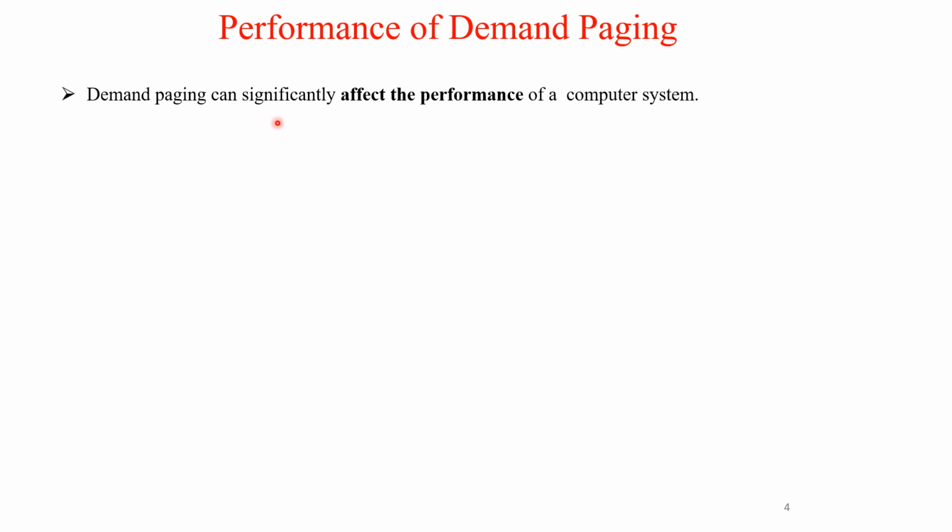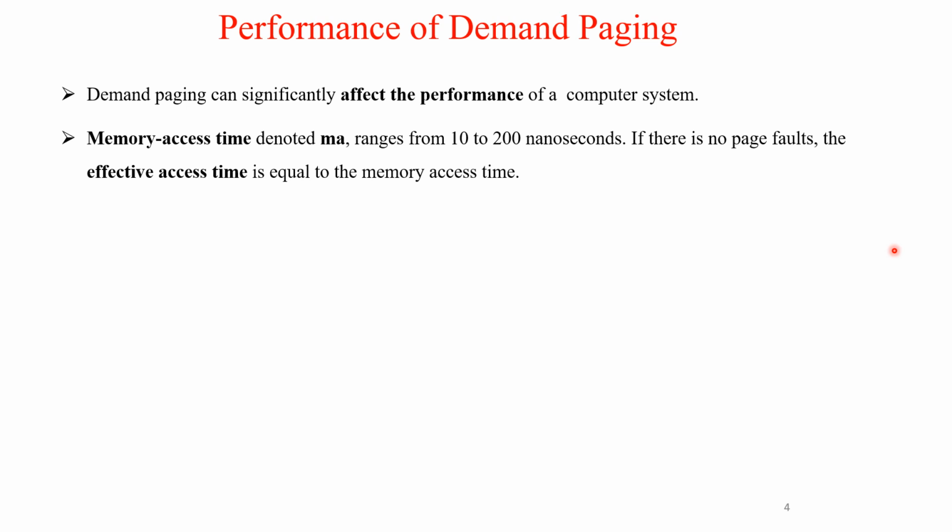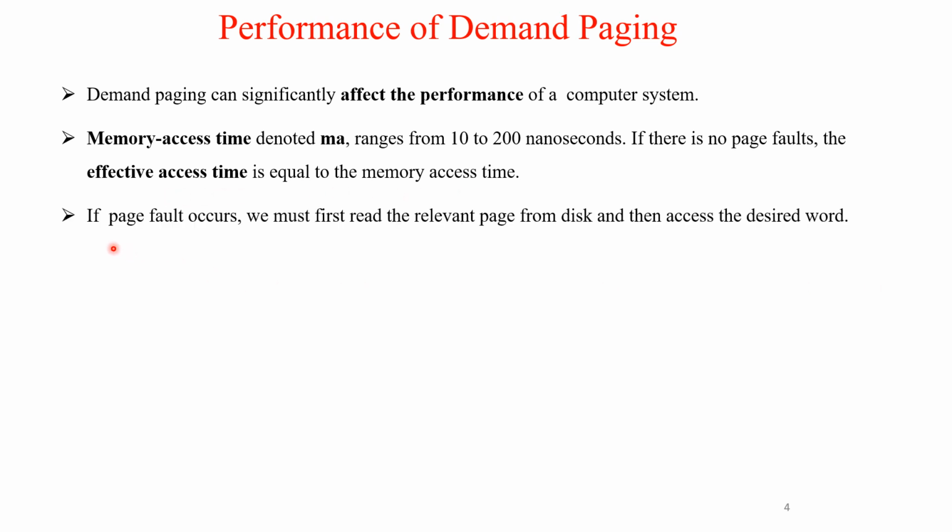So demand paging can significantly affect the performance of a computer system. The memory access time, denoted by MA, ranges from 10 to 200 nanoseconds. If there is no page fault at all, then the effective access time is equal to the memory access time. And if there is a page fault, we must first read the relevant page from the secondary memory and then access the desired word.